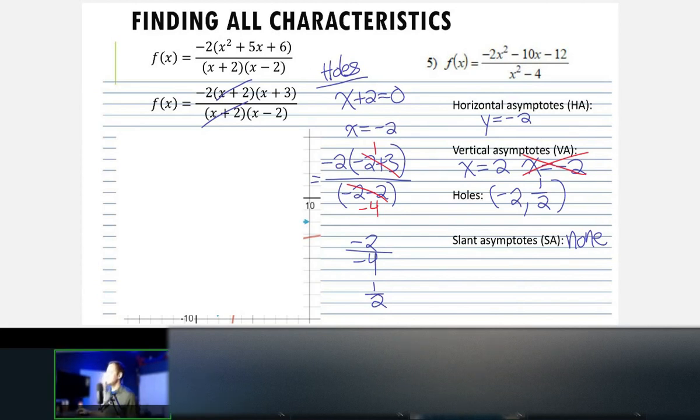So Naomi says, x equals negative 2 is a hole. Well, at x equals negative 2 is a hole, but remember, we want the coordinate of that hole. So you have to plug negative 2 into our function to solve to get the y value. So remember, holes are coordinates.